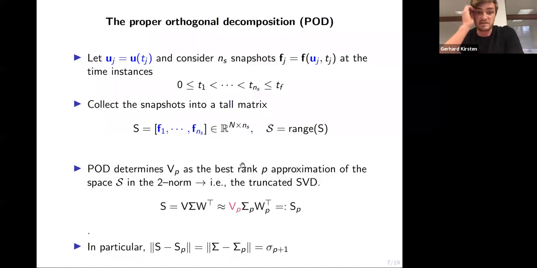So what the proper orthogonal decomposition does is it determines V_p as the best rank p approximation of the space S. Or, for us in linear algebra, another nice way to say it: the truncated SVD. So as simple as that, we can collect the snapshots into this matrix. We take the SVD and truncate it so that V_p contains the first p left singular vectors, Sigma_p is the top p by p block of the singular value matrix, and W_p also contains the first p right singular vectors. And if we denote this by S_p, we have this error: S minus S_p is sigma_{p+1}, the (p+1)th singular value, which is, I think, a well-known result.